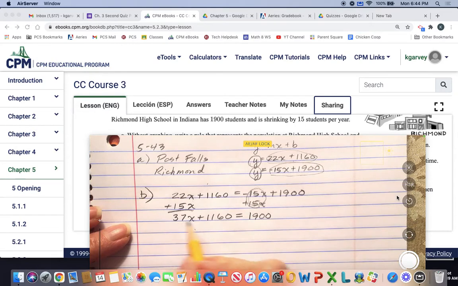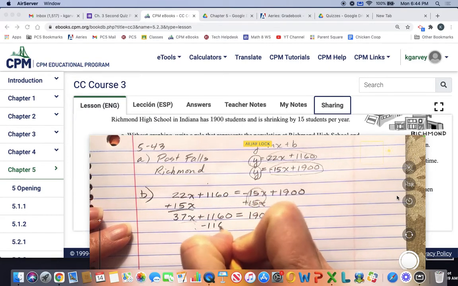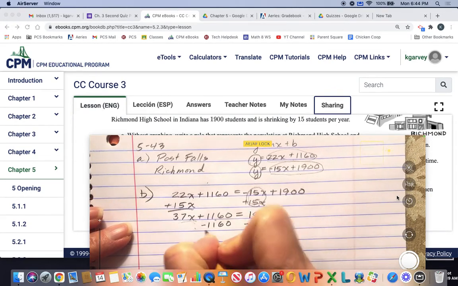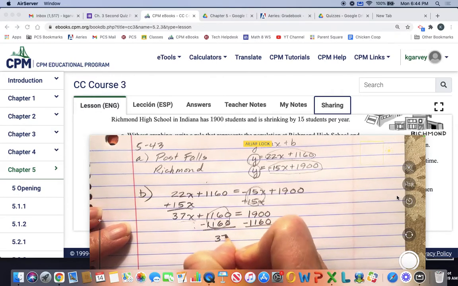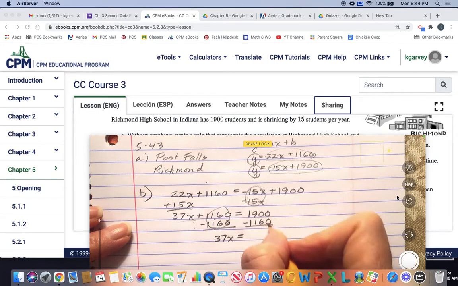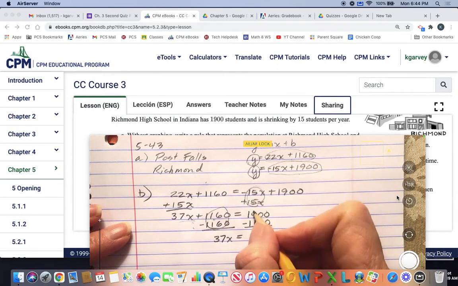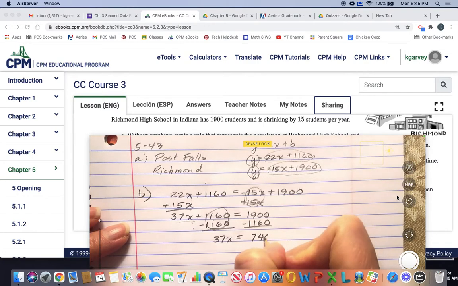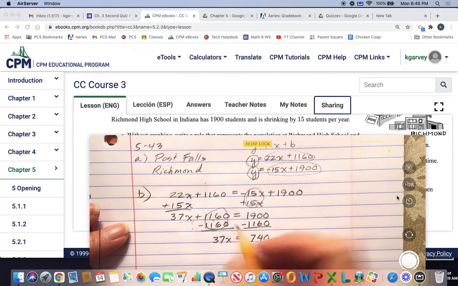All right, now we're trying to isolate x, and so the best thing to do now is to zero out this, and I'll do that by subtracting that amount from both sides. Okay, so this zeroes out, and 37x is all that's on this side. And on this side, we're going to subtract, so that's 40. And 19 minus 11 is 7. Okay, and then we've got a 0 there. So 740 is the difference between these two.